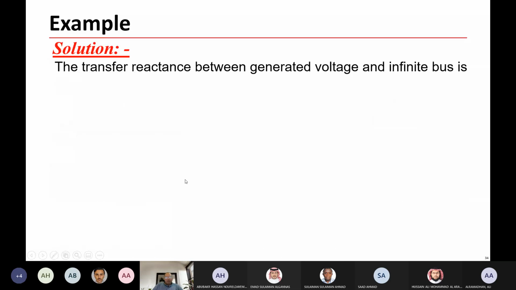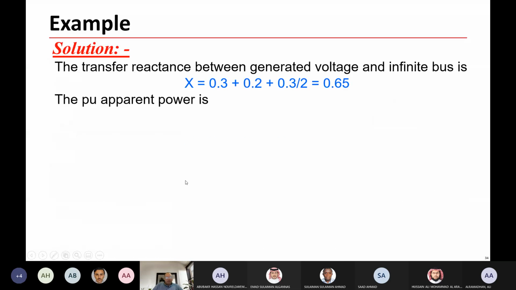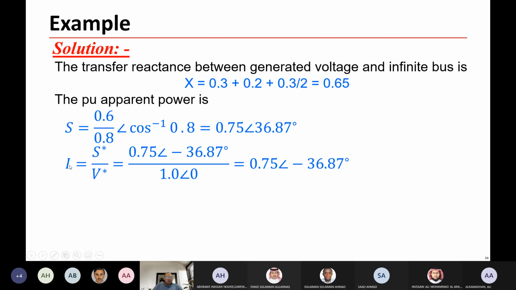So the transfer reactance between this and that is equal to 0.65. The per unit apparent power is equal to 0.6 over 0.8 with angle cosine inverse 0.8, power factor lagging, so the angle is positive here and the lagging power factor. So this is S. With this S and V, you can get the current. And S equal to V I conjugate, so I equal to S conjugate over V conjugate. And voltage is 1 with angle 0, infinite bus. This is S conjugate, and you can get the current.